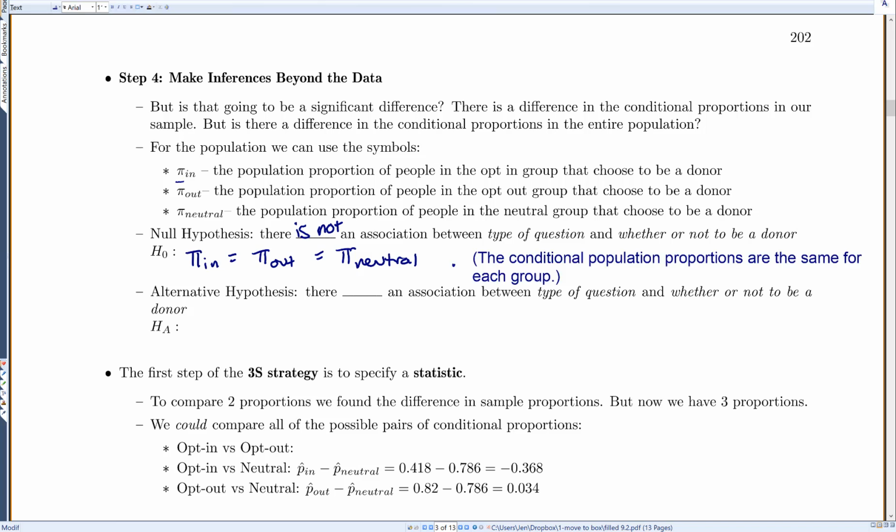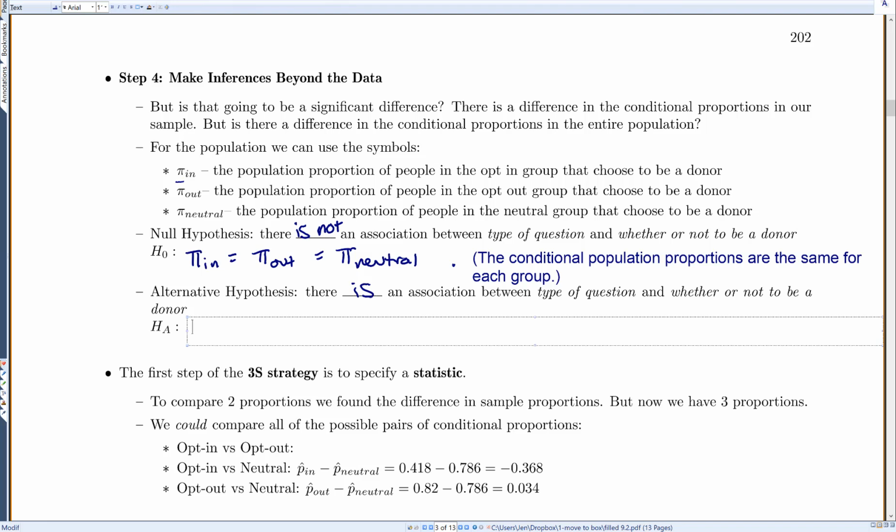The alternative hypothesis is that there is an association between the type of question and whether or not to be a donor. Now the problem is, how would we write this alternative in symbols? Maybe the proportion for in is different than the proportion for out. Or maybe the proportion for in is different than the proportion for neutral. Or maybe they are all different. That's something that's really hard to write out in words. It takes a lot longer than we ever want to do.